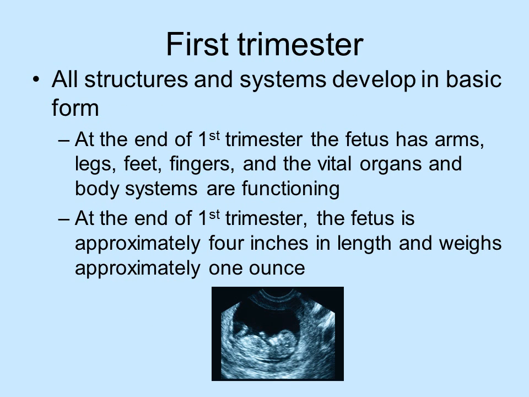Okay, so we'll go over the 3 trimesters and what kind of changes are happening. During the first trimester, which would be the first 3 months of pregnancy, all the structures and systems develop in their basic form. So at the end of the first trimester, the fetus will have arms, legs, feet, fingers, and the vital organs and body systems are functioning. The fetus weighs approximately 1 ounce after the first trimester and is approximately 4 inches in length.